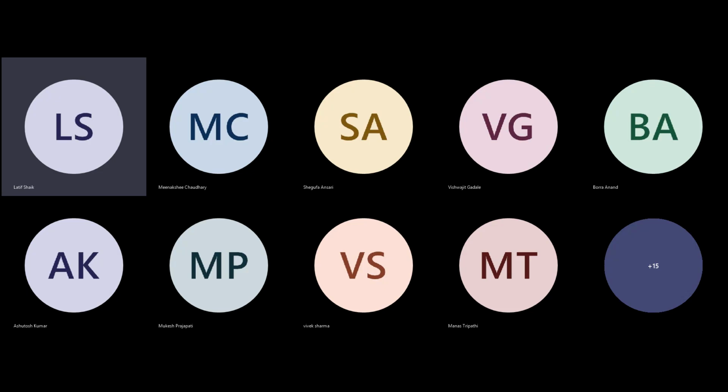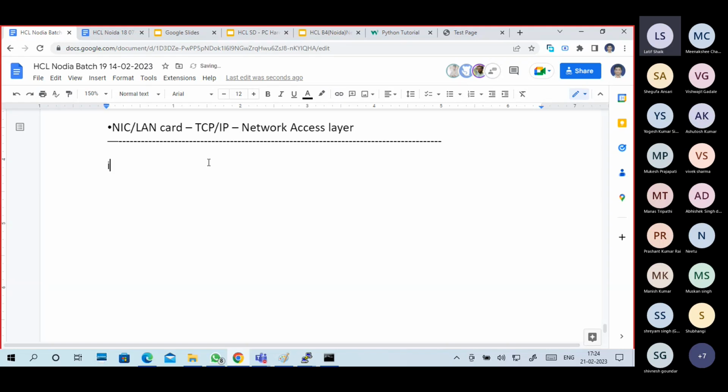Okay, so to check IP address, ipconfig. If it is Linux, ifconfig. In Linux, not only one command, there are multiple types of commands: ifconfig, ip addr, nmcli. So different commands are there.